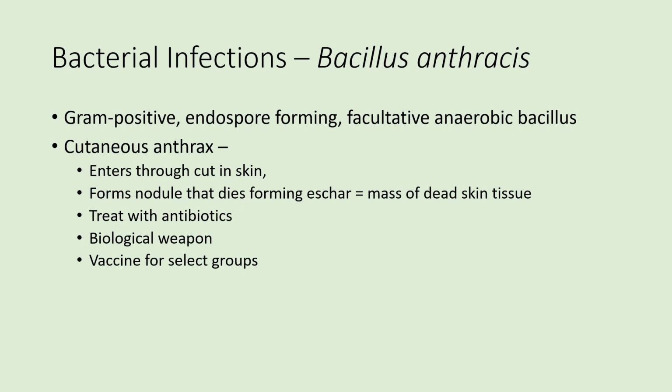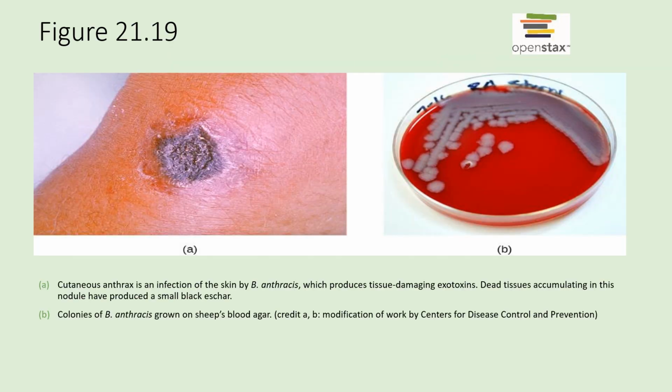There is a vaccine that is available. It is not for the general public. It is reserved for certain select groups. Military is usually vaccinated against this, and the reason for that is because there is concern of Bacillus anthracis being used as a biological weapon in bioterrorism. It commonly grows in the soil. It's fairly easy to grow, but if you become infected with it, if it's cutaneous anthrax, you can treat it with antibiotics. This is shown here, an example of cutaneous anthrax, and this is shown with it growing on a blood agar plate.